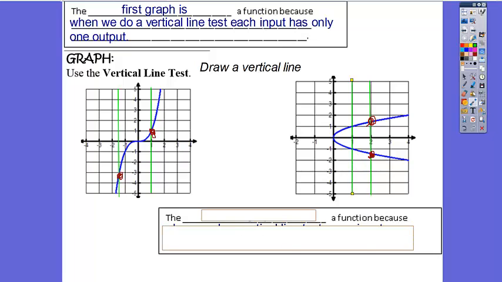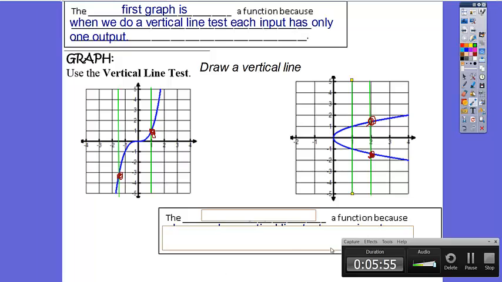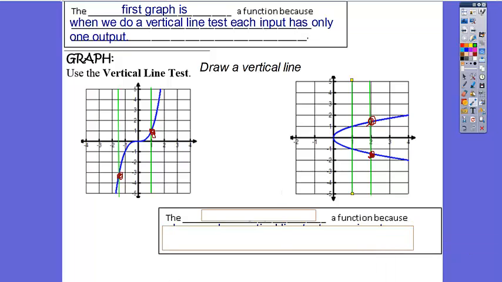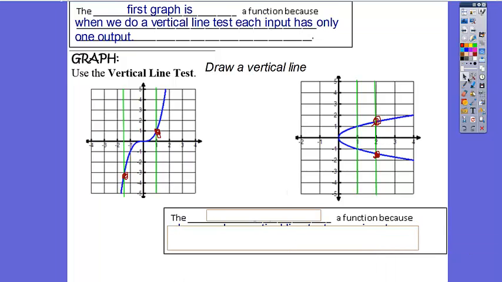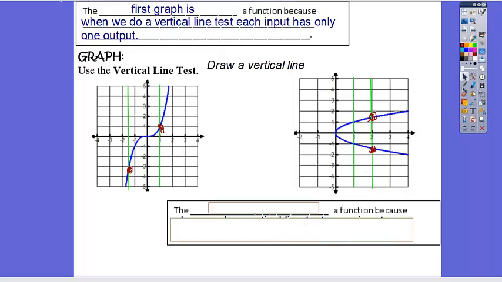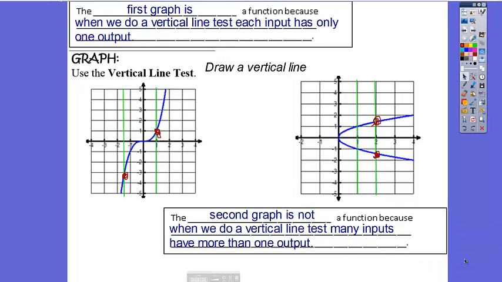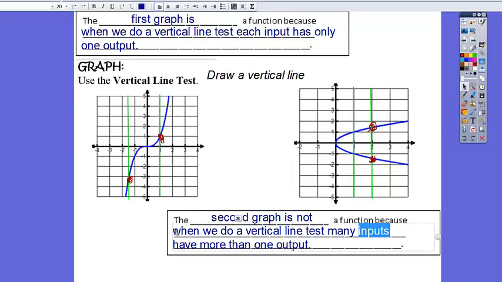So pause the video and write your sentence for why the second graph is not a function on your notes page. Why is the second graph not a function? Okay, so let's read what I put. Remember, I'm going to ask you for what you put when you come to our group. I put, the second graph is not a function because when I do the vertical line test, many of my inputs, my x values, have more than one output, more than one y value.